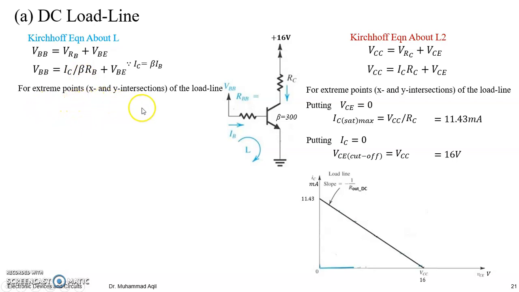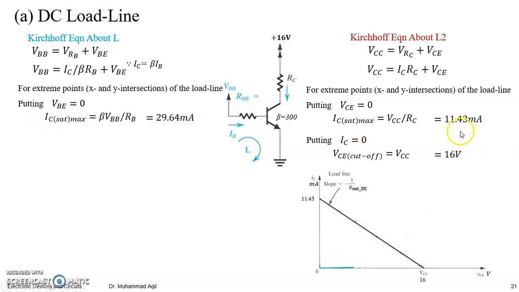So for extreme points of X and Y coordinate of the load line for the input characteristics curve. Input characteristics curve is actually drawn between VBE and IC, right? So we have to put VBE is equal to 0 for the maximum saturation point at the y-axis, right? And when we put this, we got this value. So at the input characteristics curve, your y-axis will be at 29.64 milliampere, right? Saturation.